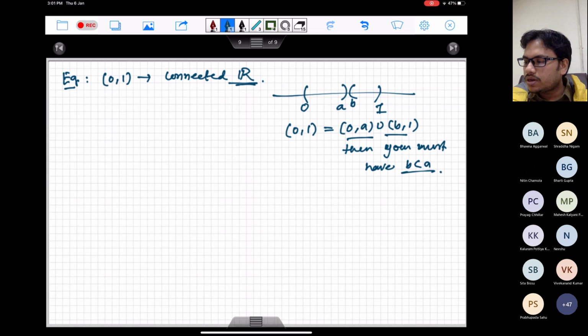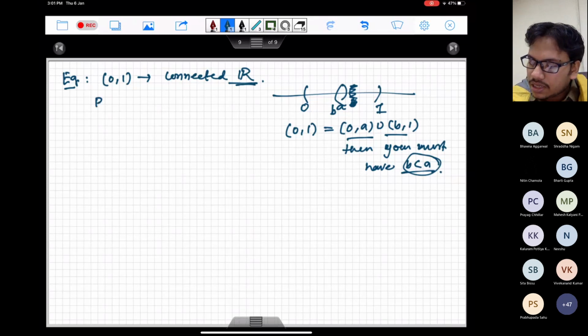Since you have b less than a, these two open sets must intersect, so your b should be somewhere here, not this one. So your b should be somewhere here, and therefore it will always intersect. So this is what it means to say a subset of a topological space is connected.